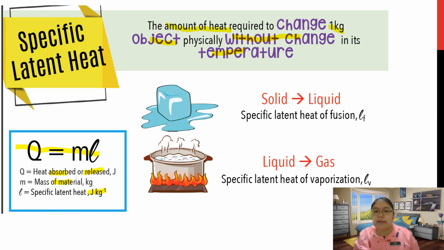Okay, now we're going to see the situations related with latent heat. First one is solid becoming liquid. Just now I showed you that one is melting. In this situation, they use the specific latent heat of fusion. Another one is liquid going to gas, that's boiling. They use the specific latent heat of vaporization. The symbol for fusion is LF. Another one is vaporization, which is LV. Now we're going to see the introduction.